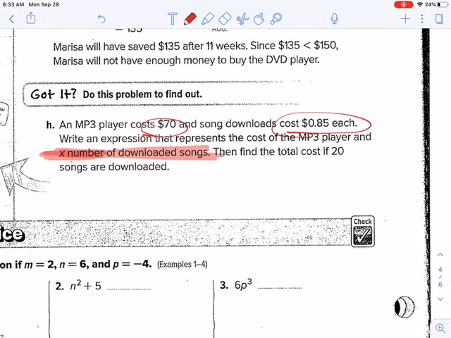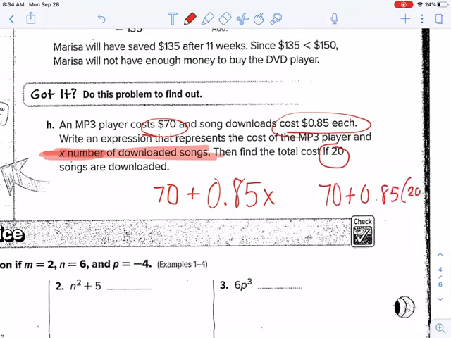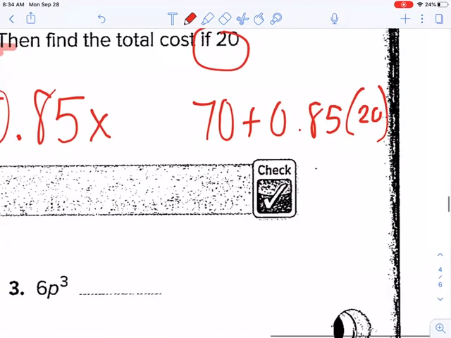All right, so we know it's $70 just for the MP3 player. And we know it's 85 cents per song. So we're going to put the x with the 85 cents. All right. So then we're going to plug in 20 for x. Okay, and you can use your calculators for this. So 85 cents times 20 songs. It would be $17 for the songs. And then we still have the $70 for the actual player. That means it's $87 total.